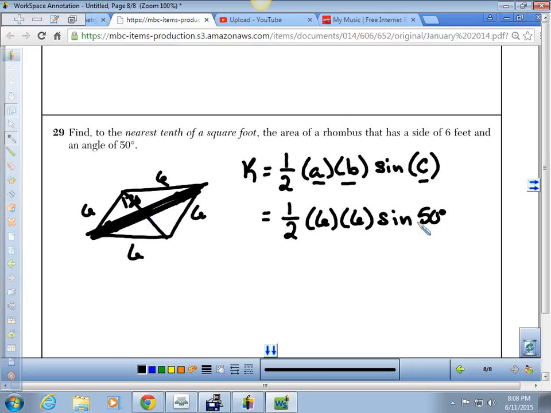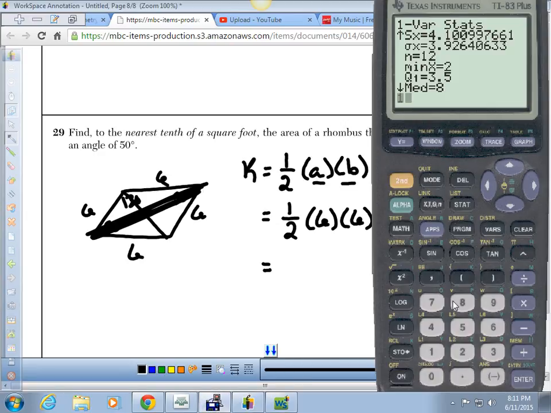Now, this is finding the area of what? The triangle. So after we find this, we're going to have to multiply it by 2. Or, right at the very beginning, we could just get rid of the 1/2 and then just do AB sine C. It's going to be the same thing. 6 by 6 is 36. Half of 36 is 18. So I just need 18 sine 50.